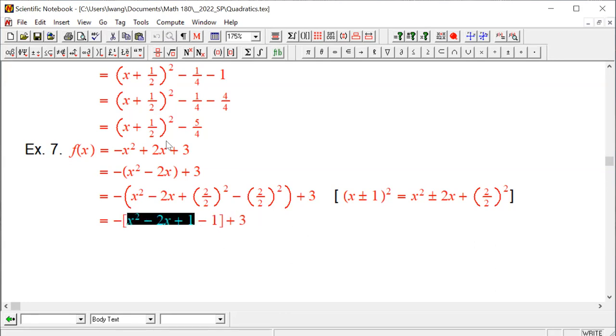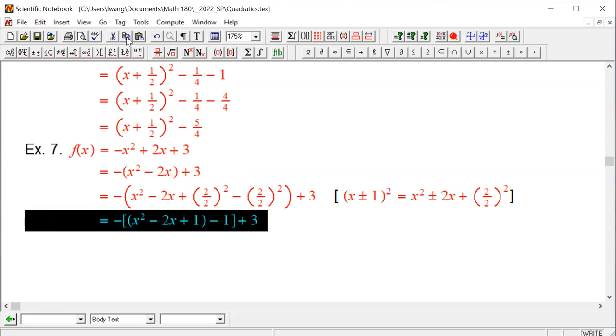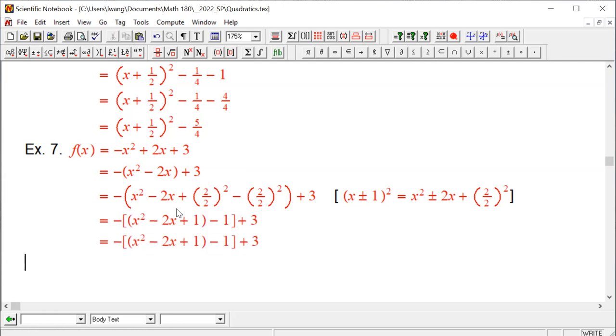These 3 terms are going to be in the parentheses because they make the perfect square. But negative 1 is here. There's a negative sign outside the bracket. So we have some layers of stuff to deal with, okay? So this piece makes that perfect square. So we got x minus 1 squared, right? And then we have to take this negative 1 outside, right?